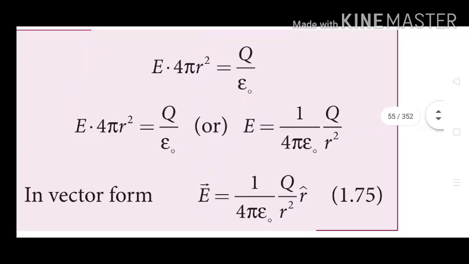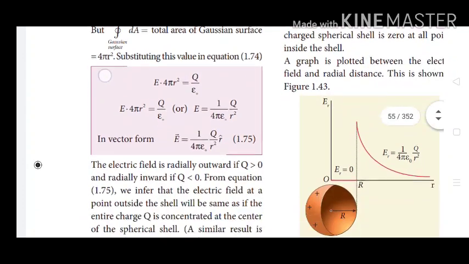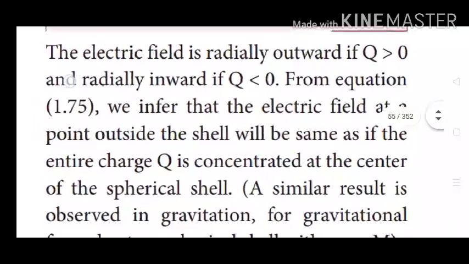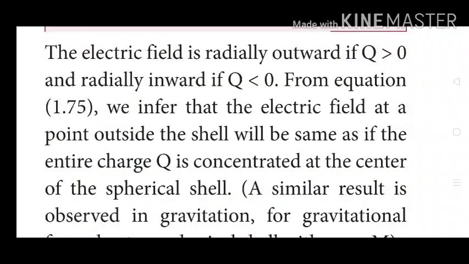And also we can write this equation in vector form. E vector is equal to 1 by 4 pi epsilon naught Q by r square into r cap. Equation 1.75 shows the electric field in vector form, that means it shows the direction of the electric field. So the electric field is radially outward if Q is greater than 0 and radially inward if Q is less than 0. That means it shows positive or negative charges.